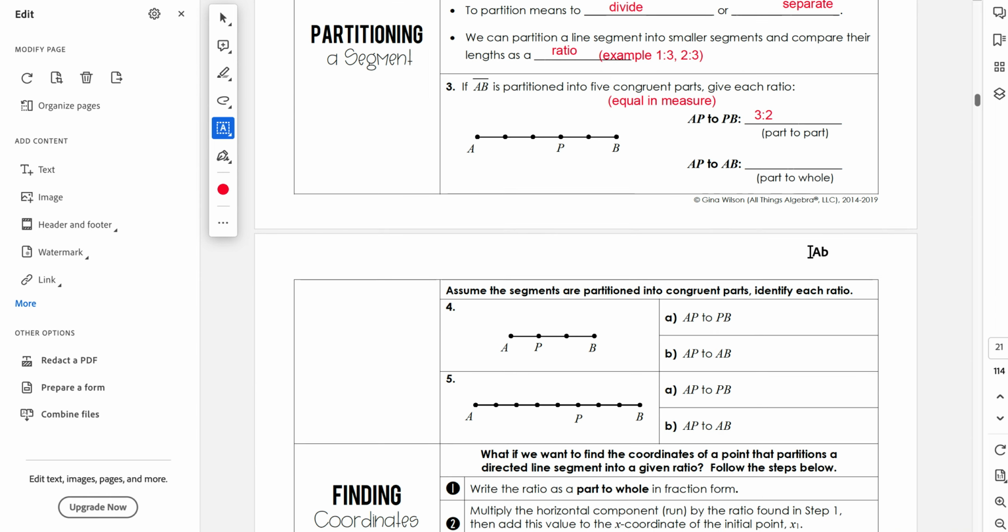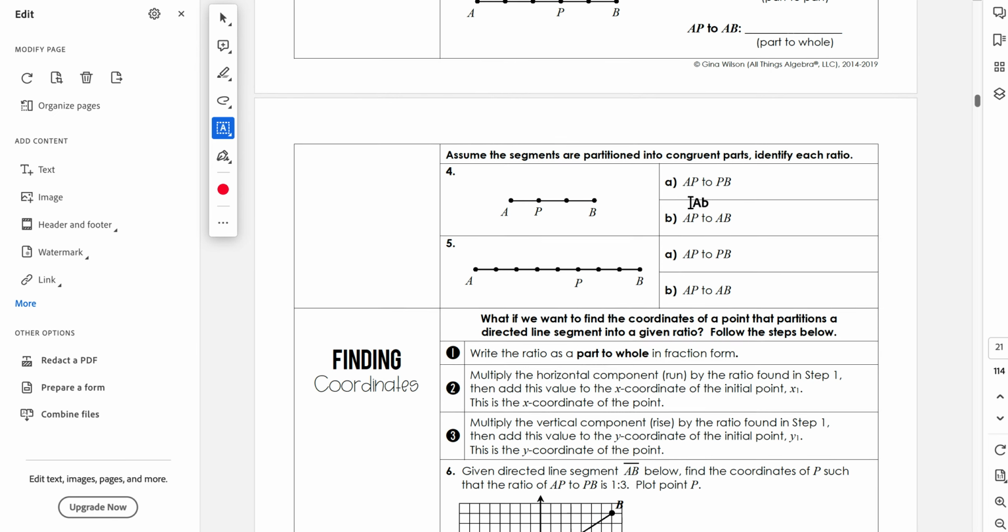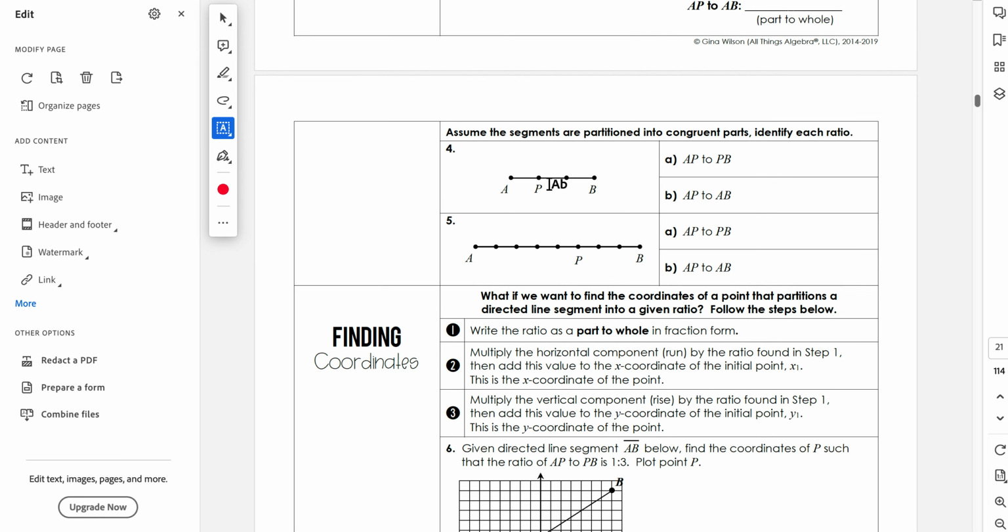So on your own, go ahead and find AP to AB. So AP is part of it. AB is the whole thing. And so this is an example of a part of it compared to the whole length of it. And then after you do that, go ahead and complete 4 and 5, and then come back and finish this video.